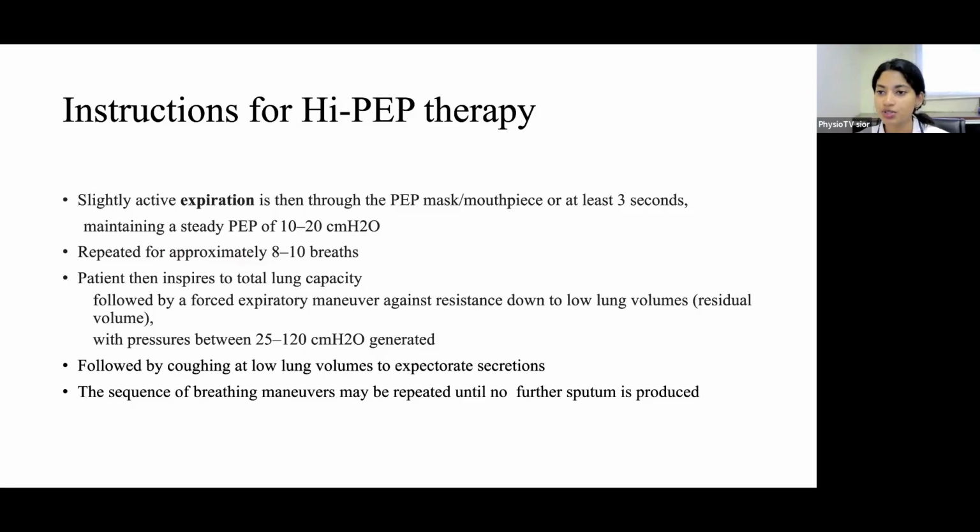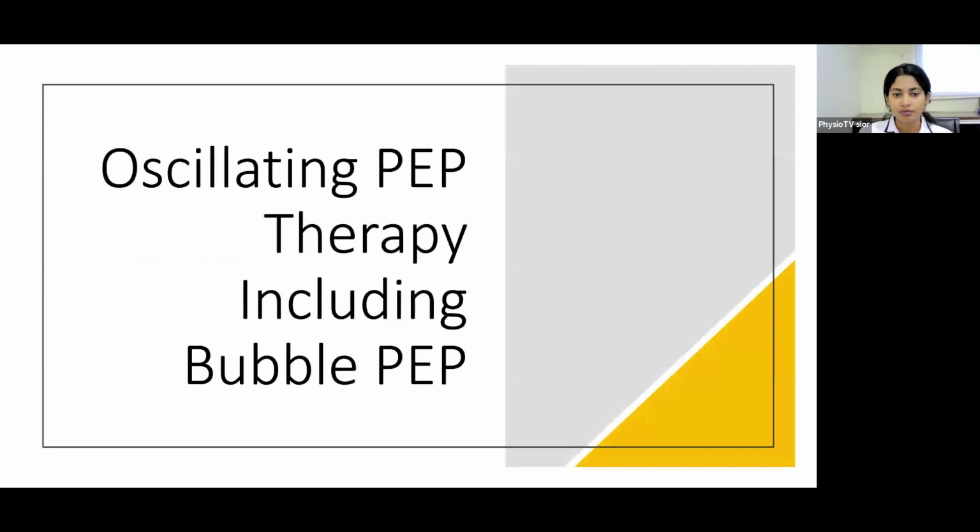So again, 2 to 3 FETs can be performed into the device, which will be followed again by a coughing technique to expectorate these sputums. Again, the sequencing and how many times the cycles of breathing must be given will depend on how much sputum is produced, and the therapy can be ended once the frequency of the sputum is reduced. All right, so we are done with low PEP therapy. We are done with high PEP therapy.